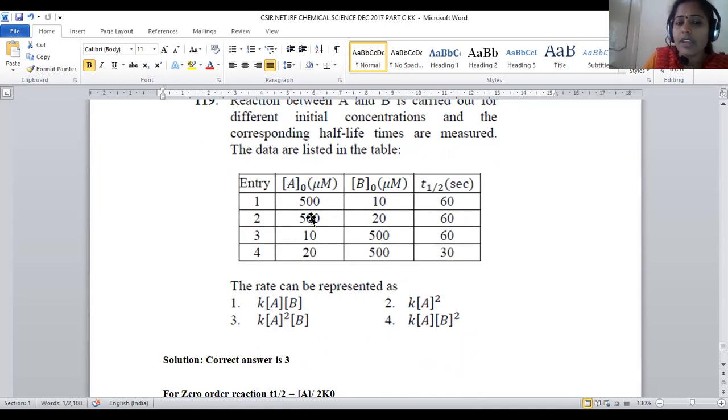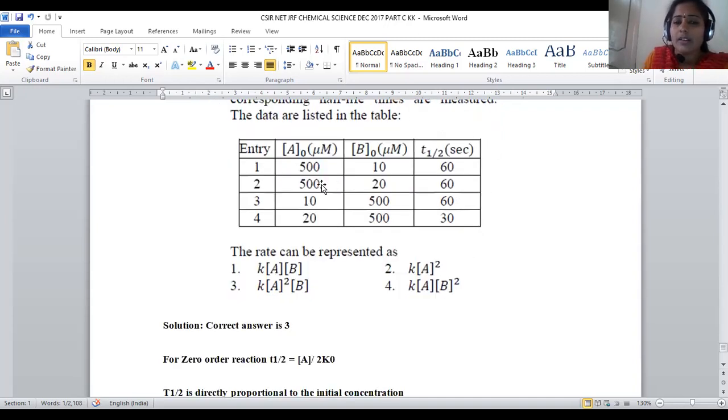Initial concentration of A naught is given as 500, 500, 10, 20. So these two are similar. Then initial concentration of B naught is given as 10, 20, 50, 50. These two are constant. Then T half is given as 60, 60, 60, 30. So this is the T half.